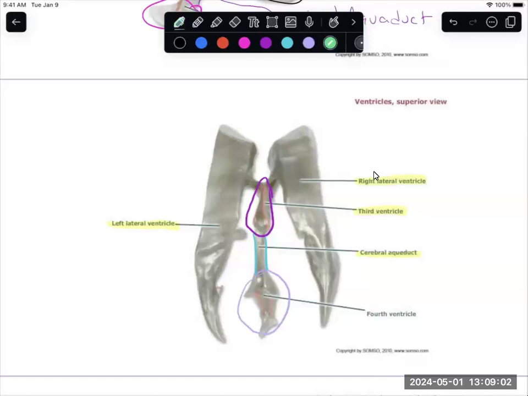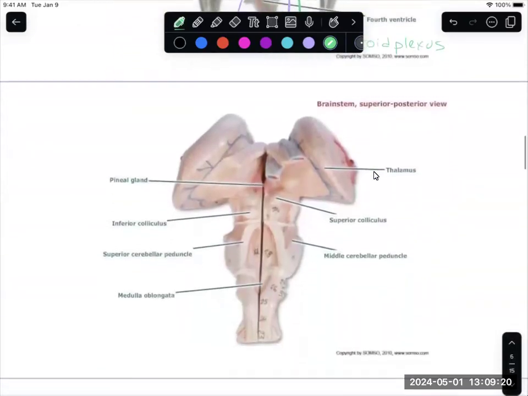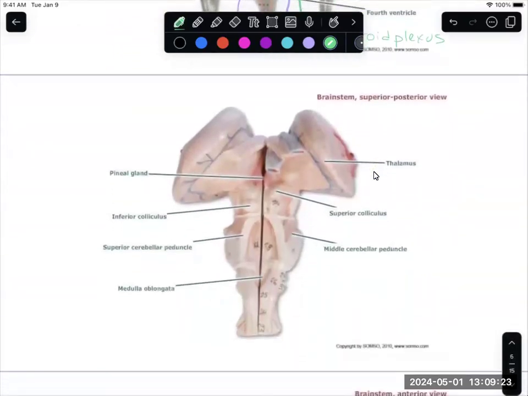On this model, this pink that's found here, the pink that is found there, that pink is going to be that choroid plexus as well. Here we can see that brainstem, and it also includes that thalamus in that brainstem. You can see that pineal gland back here at the back.